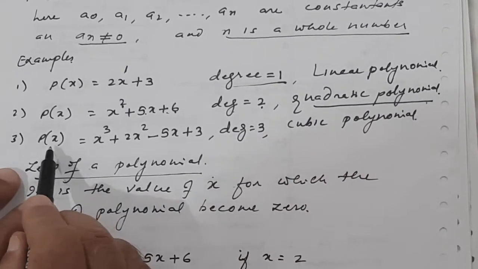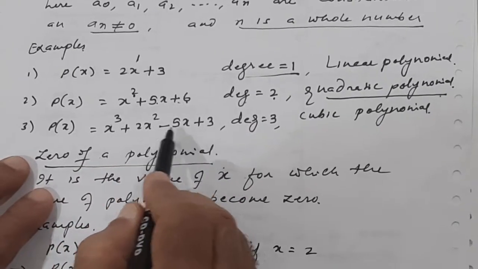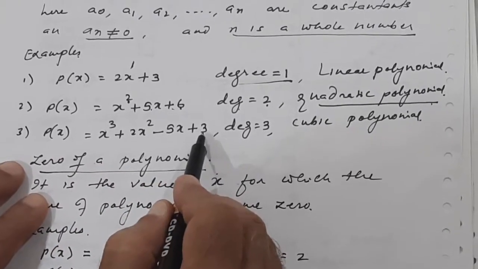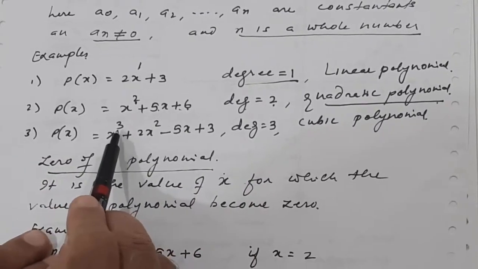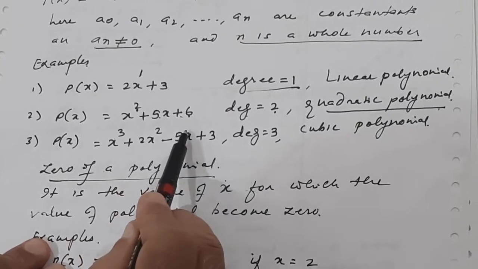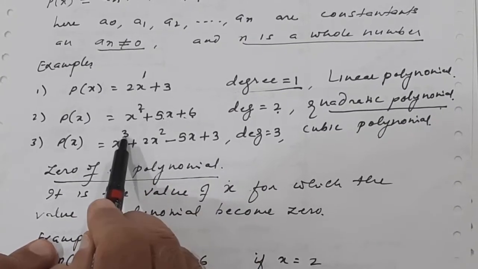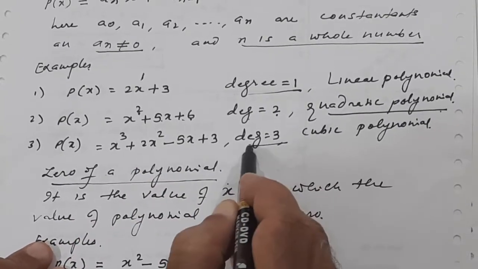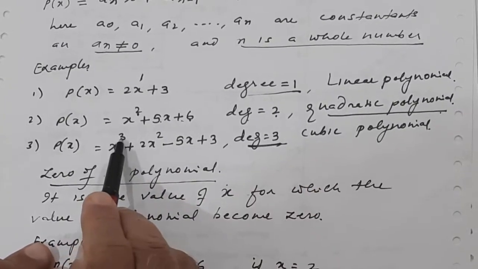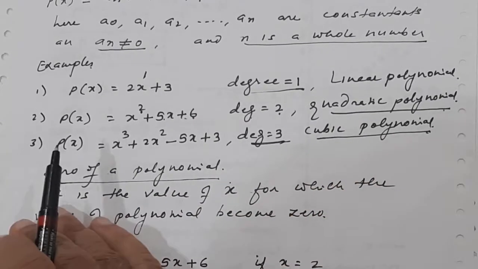Then third example, p of x is equal to x cube plus 2x square minus 5x plus 3. Which is the highest power here? 3. Here power is 3, 2, 1, and here 0. Power is 0. So which is the highest power? 3. That is called degree. So degree is 3. As this is x cube, hence it is called a cubic polynomial.